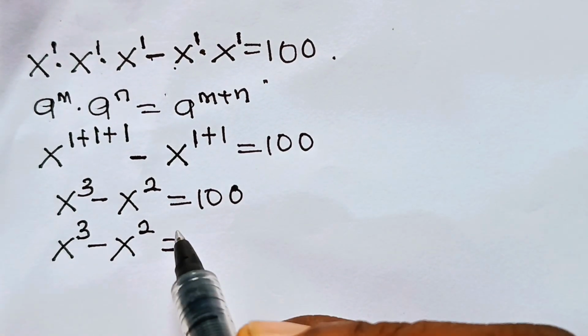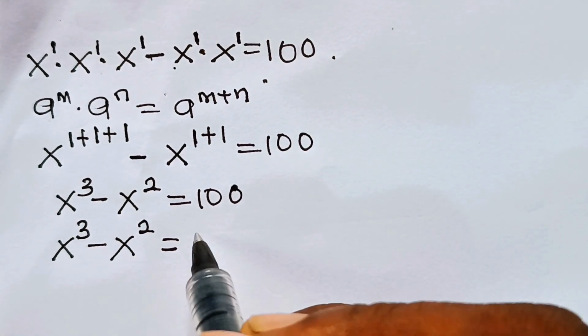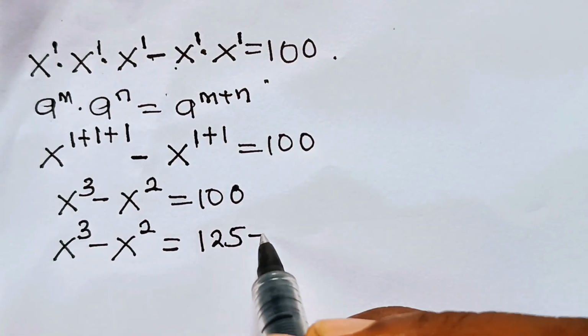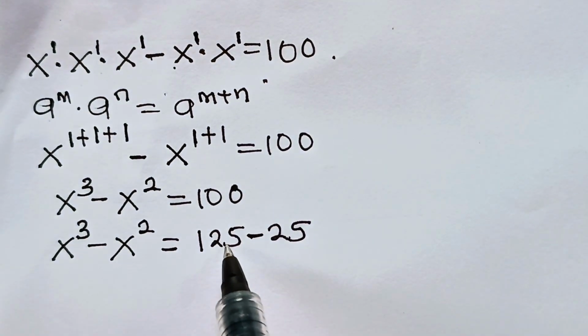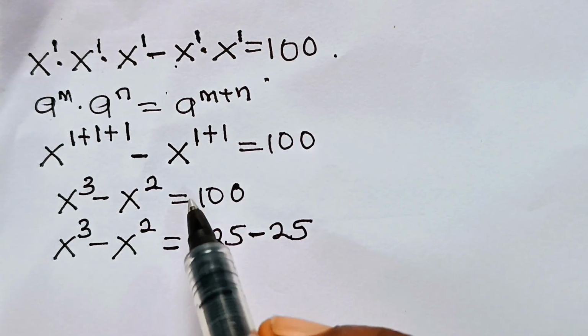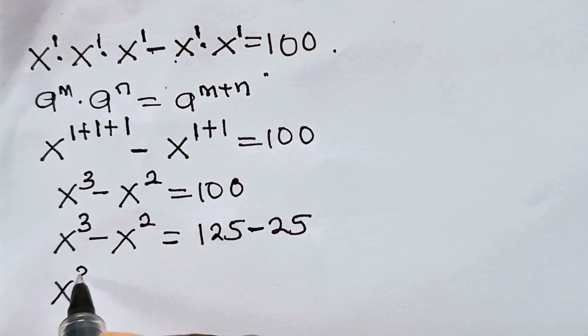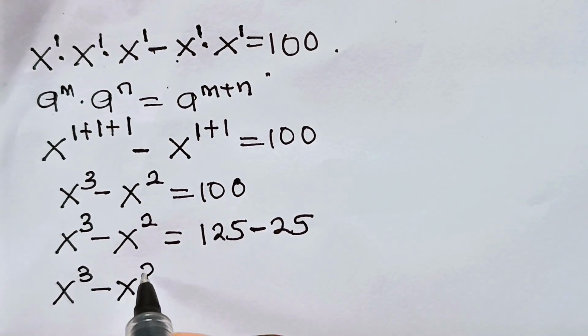So we have x to the power of 3 minus x to the power of 2 is equal to, if we say 5 to the power of 3, we have 125, minus 5 to the power of 2, we have 25. And you can see that if you subtract this from this, you get 100. So we have x to the power of 3 minus x to the power of 2.